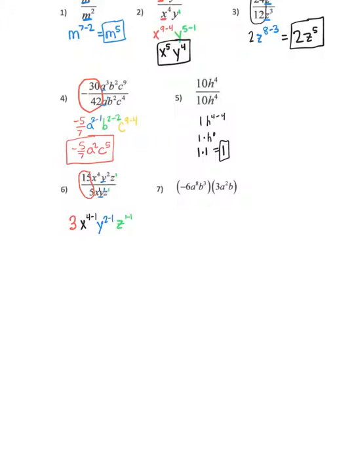My final answer here, I get 3. 4 minus 1 is 3. Y, I have 2 minus 1, which is just 1. Either write the 1 there or leave it like this. And then z, 1 minus 1 is 0, so that's just times 1. So I don't have to write that in. That is my simplified answer.